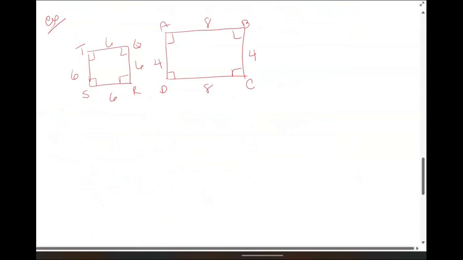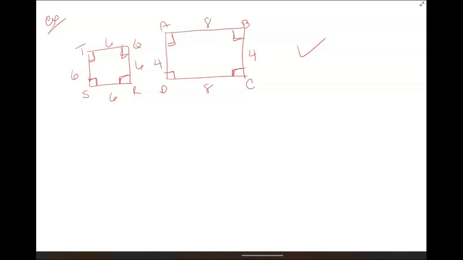First off, we're going to check our angles. Our angles for the first shape are all 90 degrees. The angles for the second shape are all 90 degrees. So that's super easy. Angles are done. Now we have to check to see if our sides are in proportion. So grab one set of sides that are corresponding, and then grab another set of sides that are corresponding.